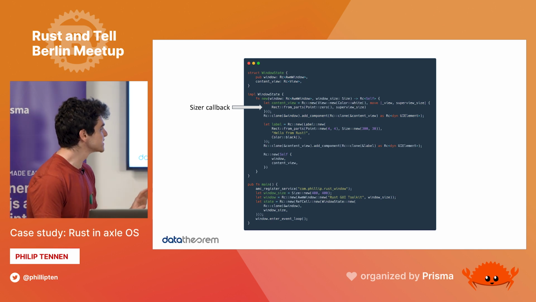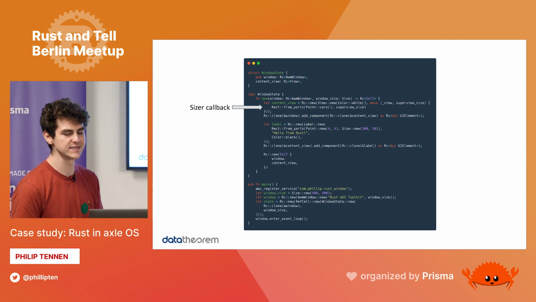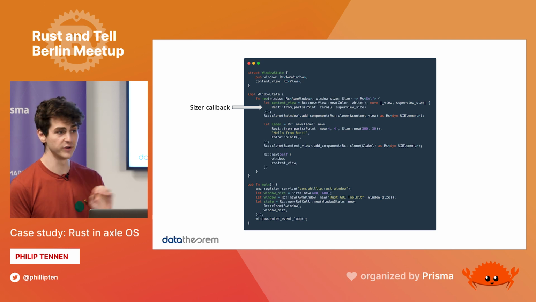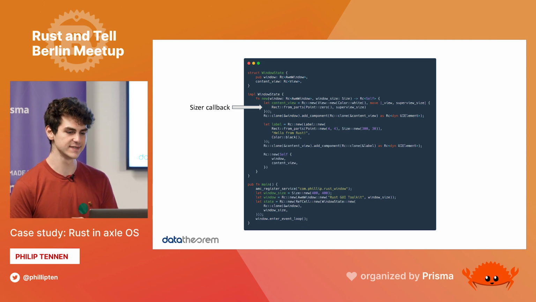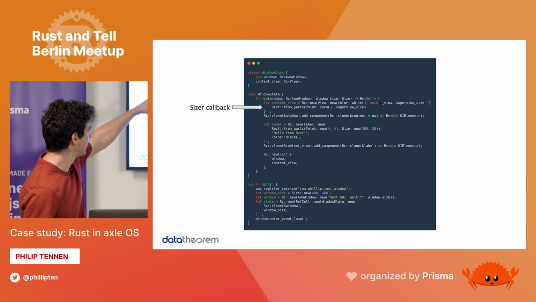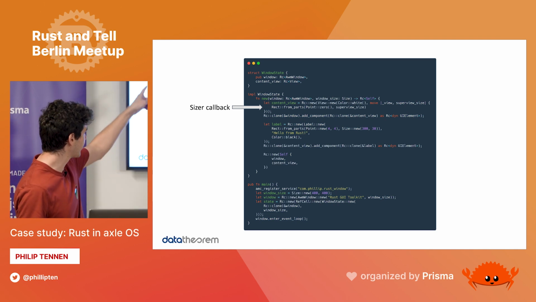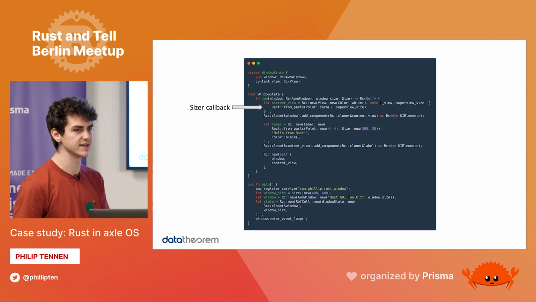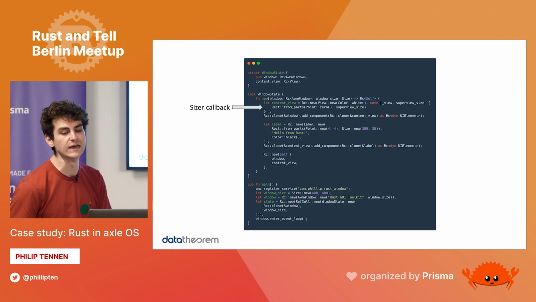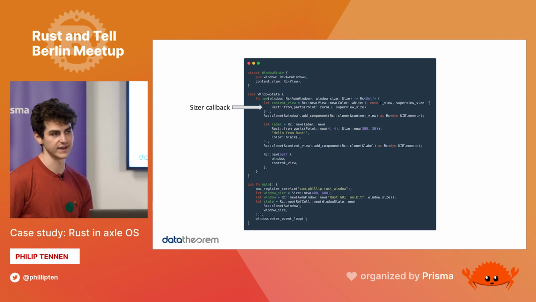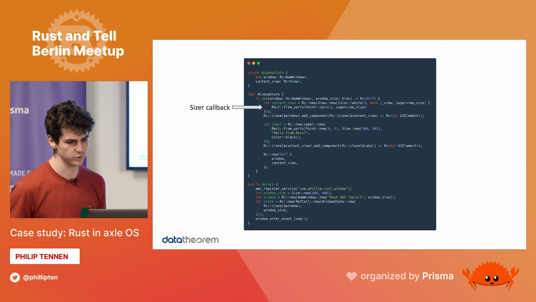And I wasn't sure if I was going to show this because, it's no secret, GUI toolkits in Rust are not an easy problem for a number of reasons. So the code is pretty gross, even in Rust. But I did want to point out, this is the code for that Rust window, and we've got that same concept of a sizer callback, a closure that gets invoked whenever the window is resized and says what the new size of the view should be.